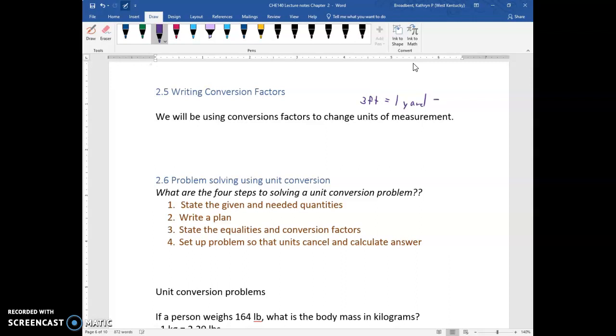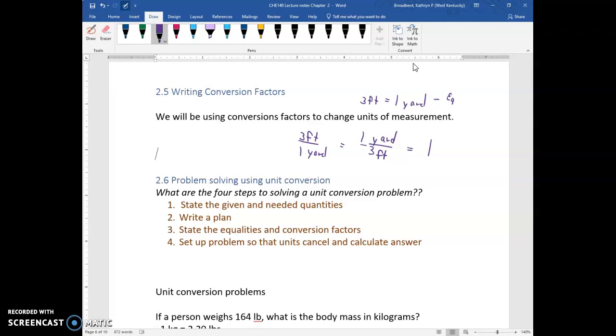So this is the equality, because they're equal to each other. And we can write 2 conversion statements. We can write 3 feet over 1 yard, or we can write 1 yard over 3 feet. And because 3 feet is equal to 1 yard, each one of these is equal to 1. And we can multiply by 1 without changing the amount of something. So you can multiply by one of these conversion factors and not change the number.